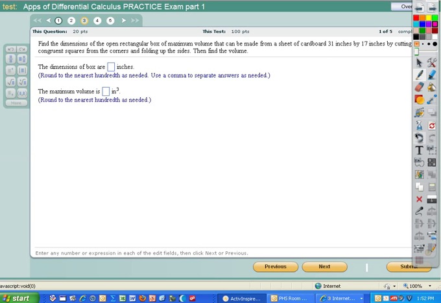Okay, so that one, I'm just going to dispense with that one then. That one wouldn't have been a big deal. We had the original function.